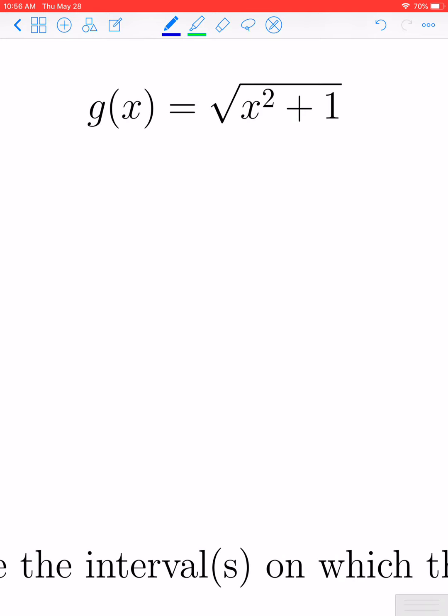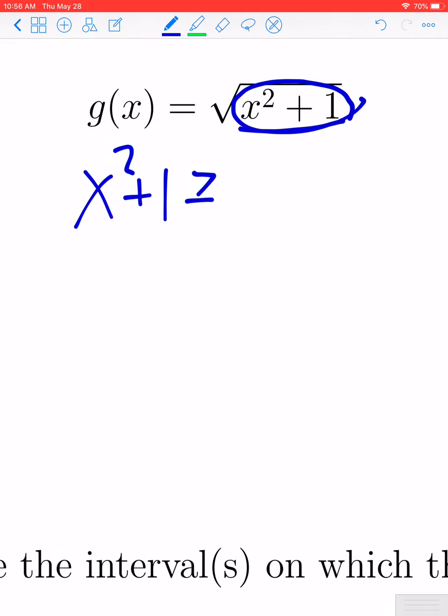In g of x, we have the composite function x squared plus 1, which is being composed with the square root function. X squared plus 1 is continuous everywhere, and therefore the function g of x will be continuous, provided this part is defined where the square root is continuous. And that would be wherever x squared plus 1 is greater than or equal to 0. And that solution set is going to be all real numbers.